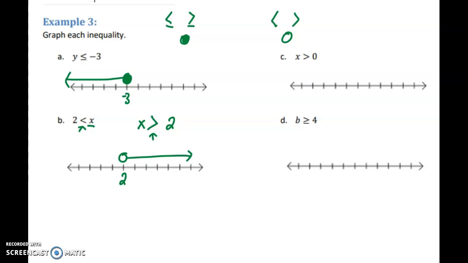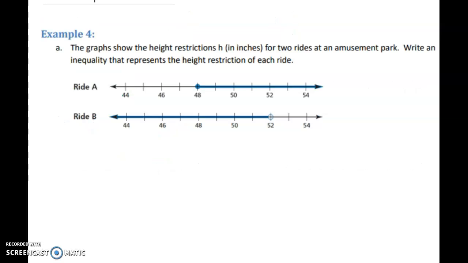Okay, let's move on to example 4. So the graphs show the height restrictions h, so our variable's h, in inches for 2 rides at an amusement park. Write an inequality that represents the height restriction of each ride. So on ride A, the circle is at 48. Now I just need to figure out the symbol. It goes to the right, so that's getting bigger, so that's greater than. But since it's a closed circle at 48, it's greater than or equal to.